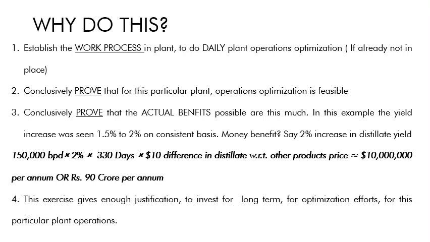Now, do you want to attach a money benefit? This is a refinery of 150,000 barrels per day. If we take a 2% increase in the yield, that is 2% of the crude is upgraded from any other low value product to distillates. And we assume that the difference in the price of distillate versus other products is about $10 a barrel, or 5 rupees a liter. Then the benefit comes to about $10 million per year, or about 90 crore rupees per year.